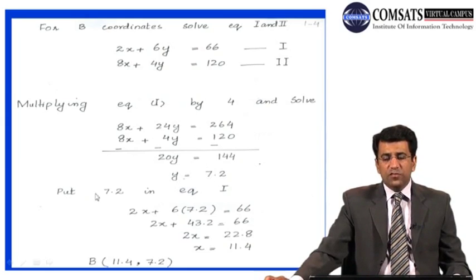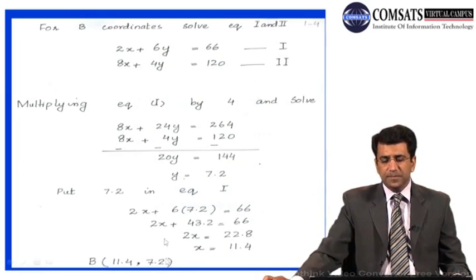Now put this value of y, that is 7.2, in equation 1. We will get 2x plus 6 into 7.2, that is the value of y, is equal to 66, and by solving this particular equation we get the value of x is equal to 11.4. So what are the coordinates of this particular point B? That is 11.4 and 7.2. So in this way we can get the coordinates for the point of intersection of both of the lines.